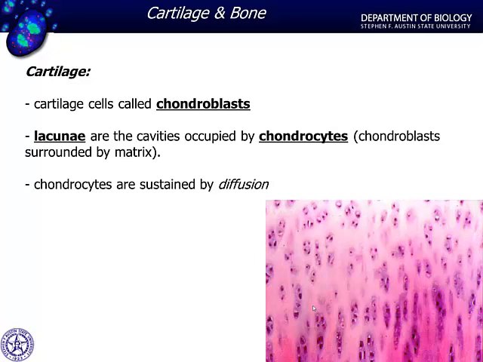Now, you might think once you completely surround yourself, how do you have any sort of communication with the external environment, with the vasculature, other cells? Well, cartilage is very hydrated. It is not a solid wall. And so chondrocytes are going to be able to exchange materials by diffusion.